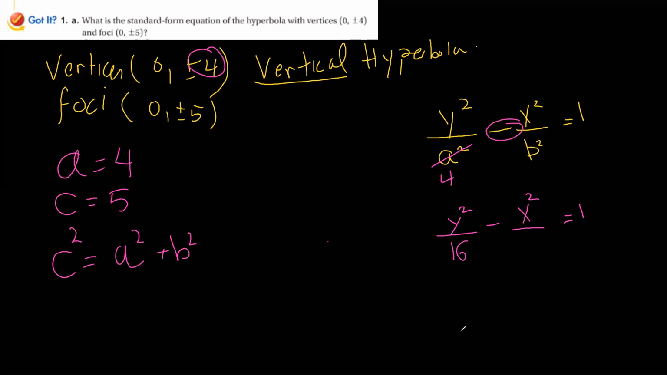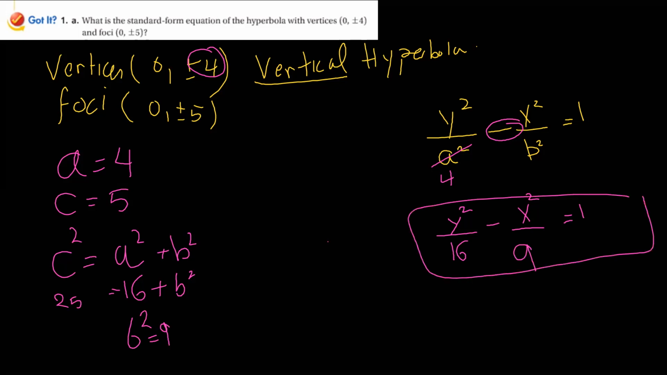Now a squared here is 16, plus b squared, which is unknown, equals 25. So because of that, b squared is 9. So I have now the value of b. So this will be my equation: y squared over 16 minus x squared over 9 equals 1.